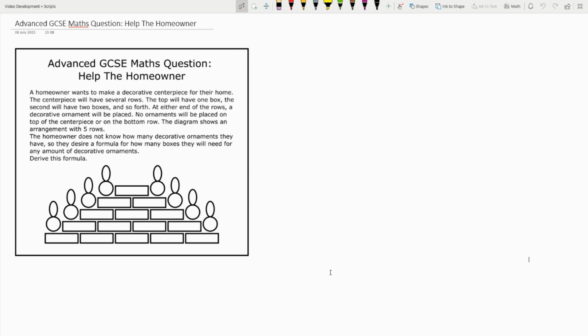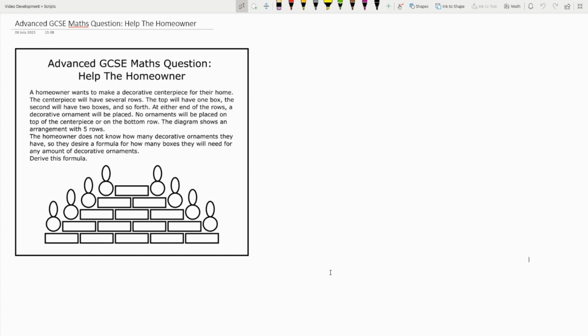This is an advanced GCSE Maths question called Help the Homeowner. A homeowner wants to make a decorative centerpiece for their home. The centerpiece will have several rows. The top will have one box, the second will have two boxes, and so forth. At either end of the rows, a decorative ornament will be placed. No ornaments will be placed on top of the centerpiece or on the bottom row. The diagram shows an arrangement with 5 rows.